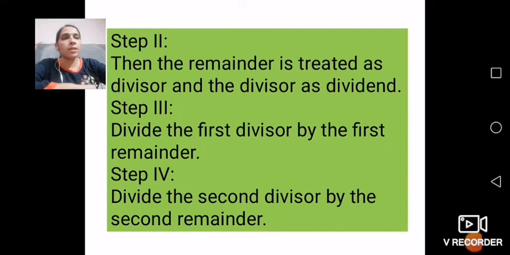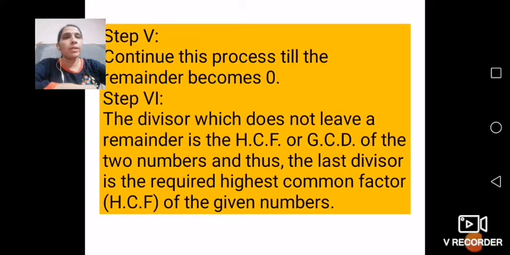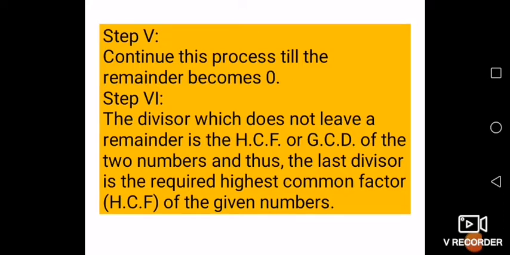Now see the next step, step 5. Continue this process till the remainder becomes 0. Now I will switch off this camera because it is hiding the content.